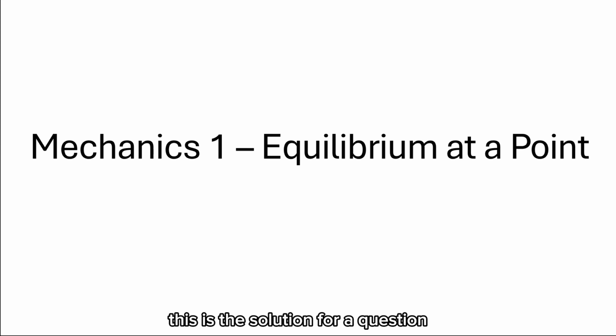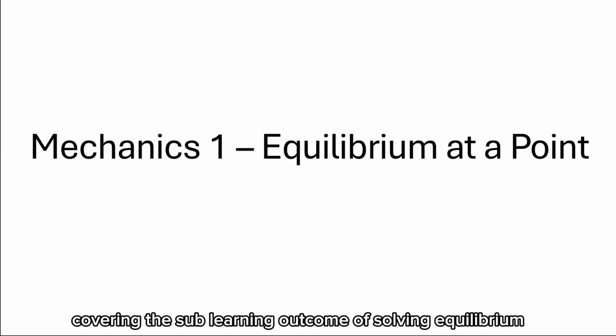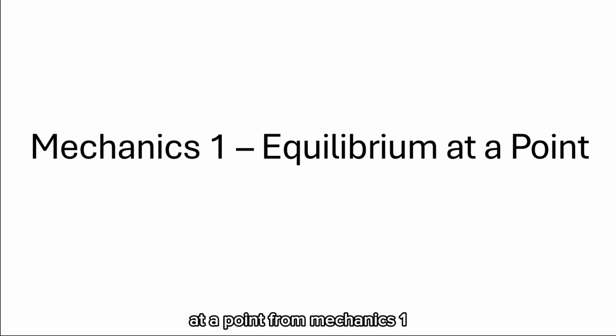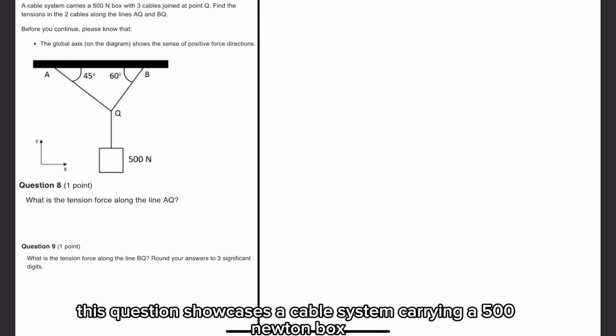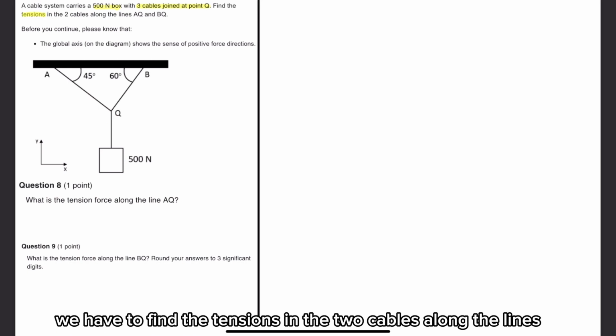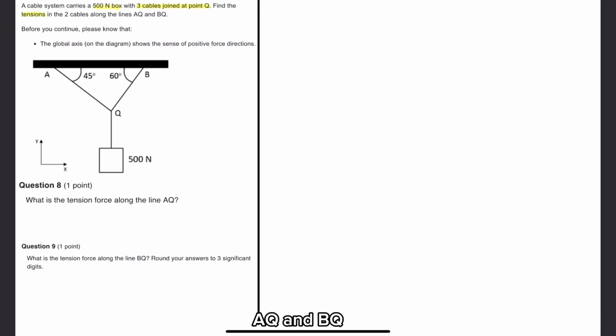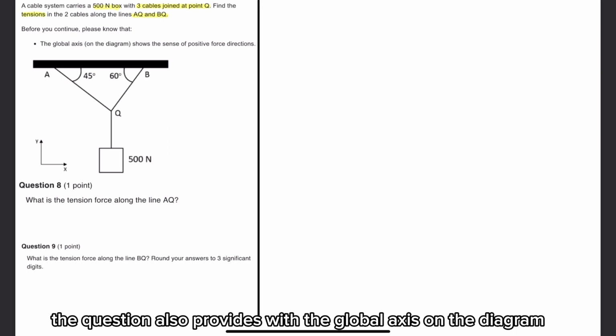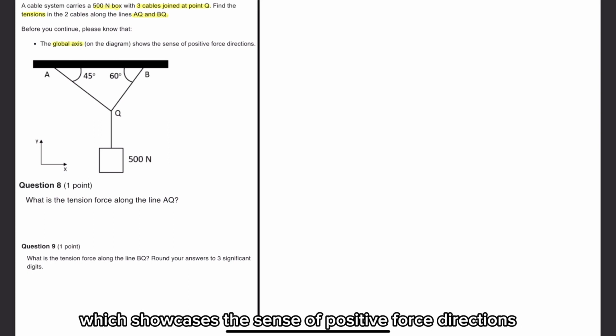This is the solution for a question covering the sublearning outcome of solving equilibrium at a point from Mechanics 1. This question showcases a cable system carrying a 500 Newton box with 3 cables joined at point Q. We have to find the tensions in the 2 cables along the lines AQ and BQ. The question also provides us with a global axis on the diagram which showcases the sense of positive force directions.